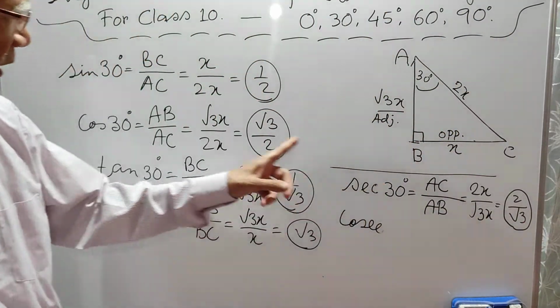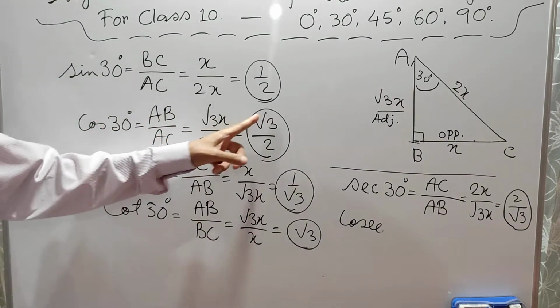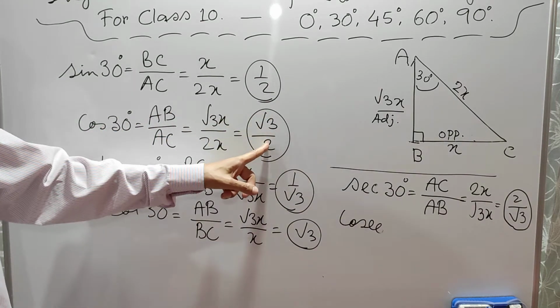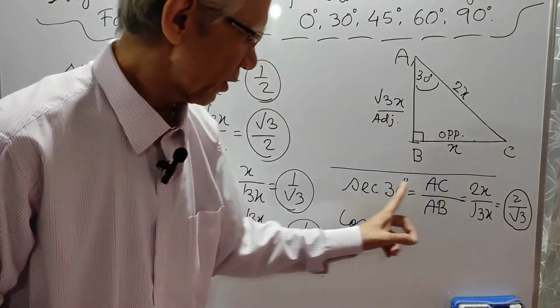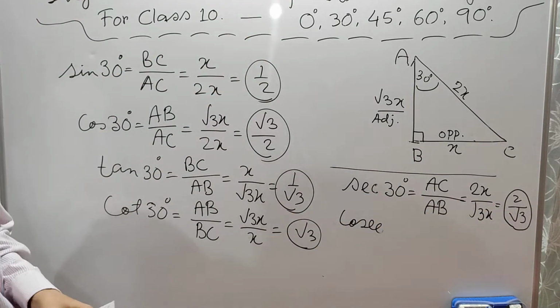Now it must be the reciprocal of cos 30. Now see, cos 30 is root 3 by 2. What is the reciprocal of root 3 by 2? 2 by root 3. This one is sec. Sec and cos are reciprocal of each other.